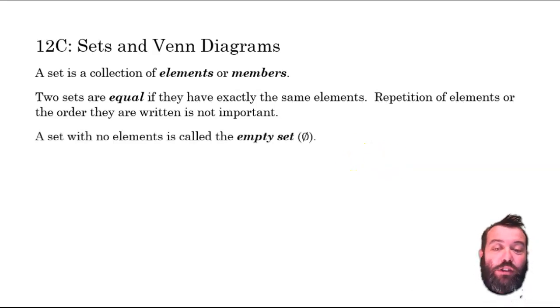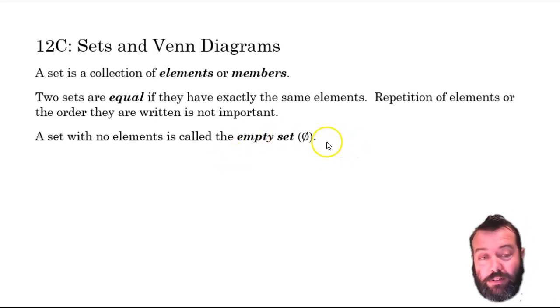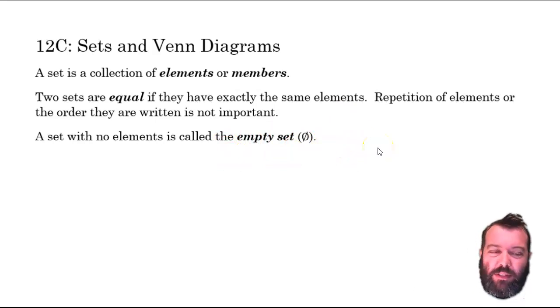A set that has no elements in it is called the empty set. Okay, it's still a set, but it's just an empty set. It's a bit like the number 0, and it sort of looks like a 0 with a line through it there. It's called the empty set, and sometimes it's sort of important to refer to that.